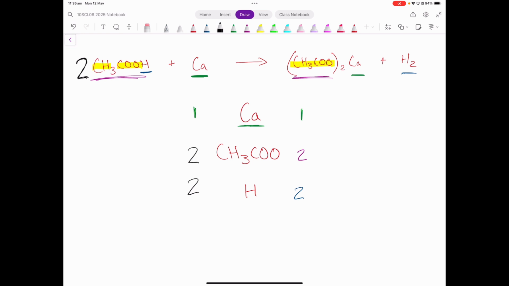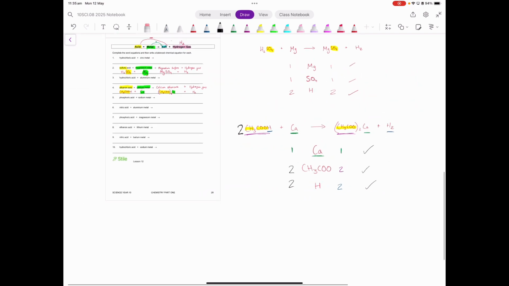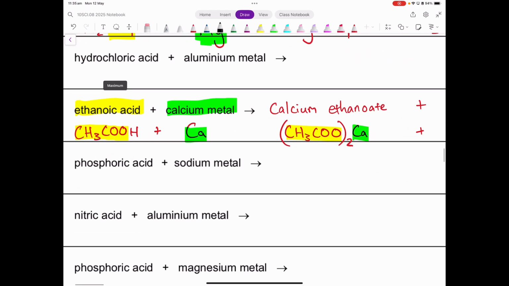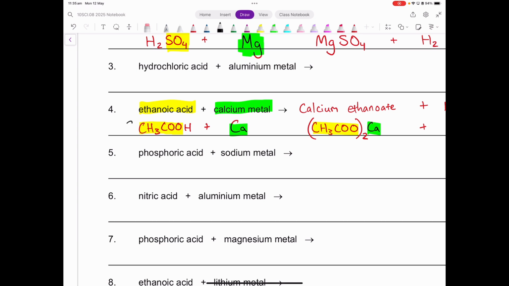So if I was to go through and check everything off, I can see the number of calcium hasn't changed, that's fine. The number of ethanoates is now 2 on both sides. And finally, the number of hydrogen is 2 on both sides. So is everything all balanced now? Yes. Happy? Yes. So all we need to do is we go back to our original formula now, and out the front of ethanoic acid we pop that 2.